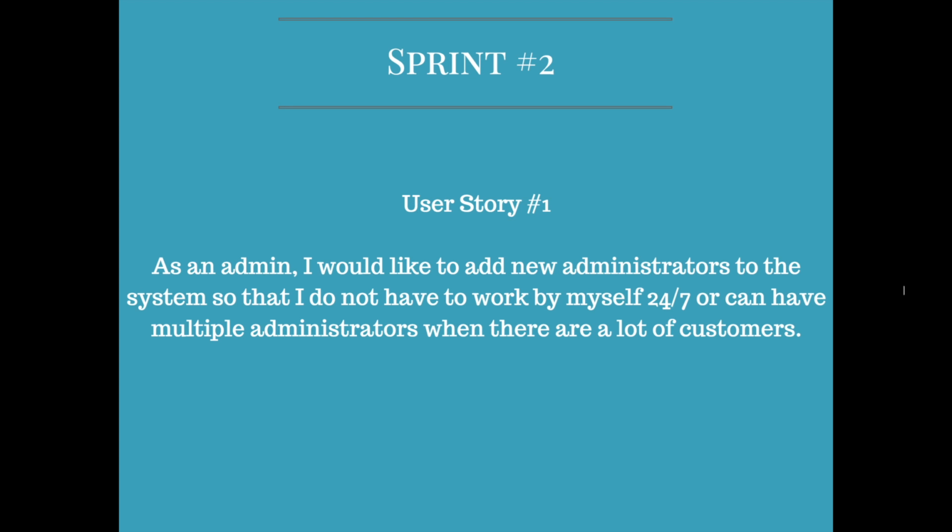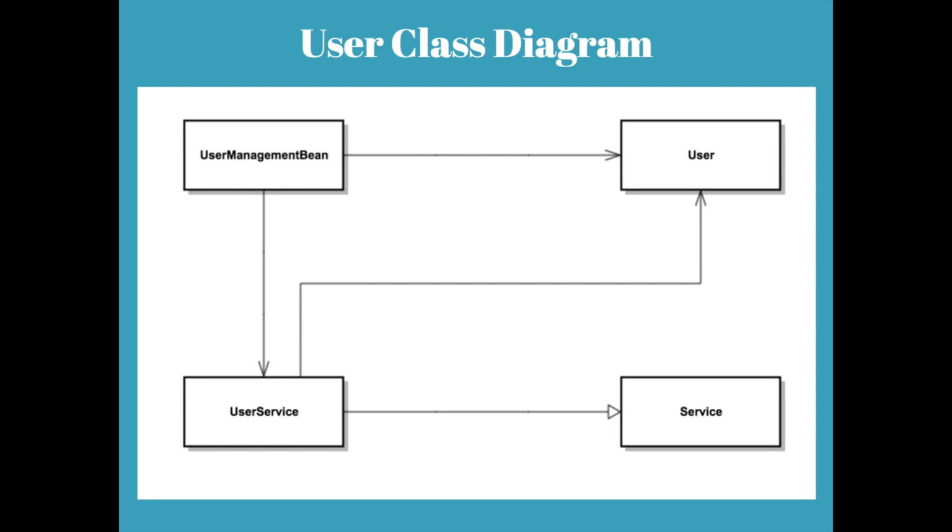For Sprint 2, my first user story was: as an admin, I would like to add new administrators to the system so that I do not have to work by myself 24/7 or can have multiple administrators when there are a lot of customers. This was done using the user object, and the user object was used by the user management bean and the user service. The user management bean calls on the user service, which extends the service class.